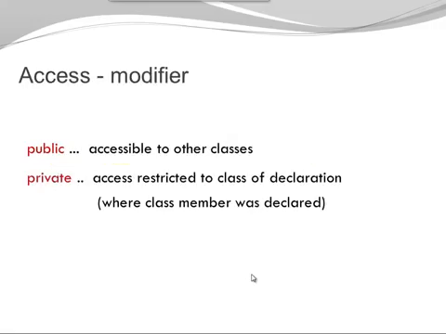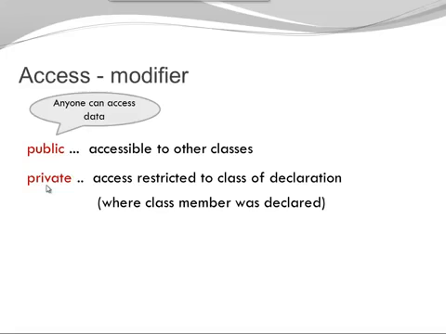Let's have a look at access modifiers. Java has a number of access modifiers. At this point, I want to look at public and private. So here is my public access modifier. This is the most permissive access modifier. It allows me to access the public member from other classes. Different from a private access modifier, which is the most restrictive one. It allows access only within the own class where the private member was declared.